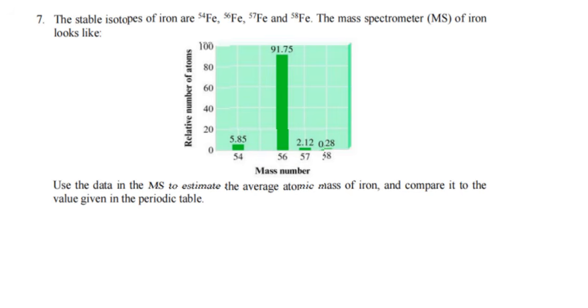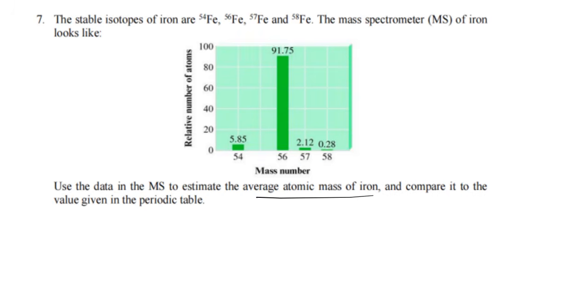The stable isotopes of iron are, those are the isotopes, 4 of them: 54, 56, 57, 58. Then the mass spectrum of iron looks like this. That is a mass spectrometer. Use the data in the mass spectrometer to estimate the average atomic mass of iron and compare it to the value given in the periodic table. So it means you have to go back to the periodic table and find out what value is there.